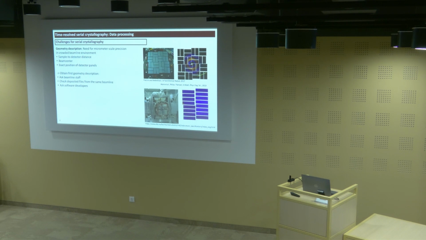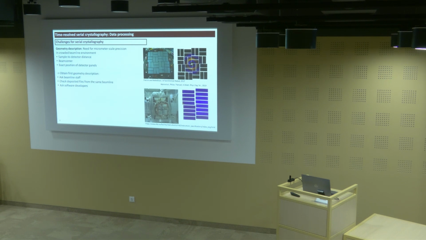So here on the right you can see two detectors which can be found at different X-ray free-electron laser sources. This one can be found at LCLS, this is the European XFEL. And as you can see, these layouts are very, very different. And in addition, different panels can move between different experiments, which makes it very often difficult to get a good geometry description. However, this is really essential to index most of our images.